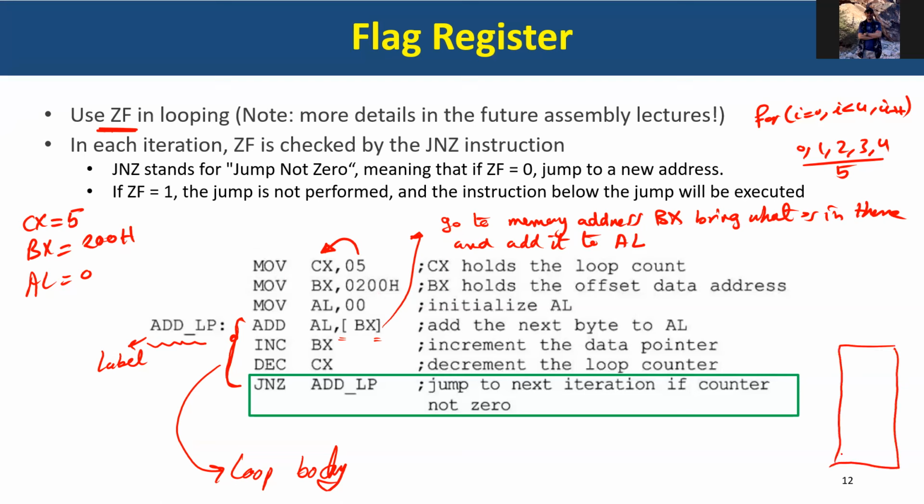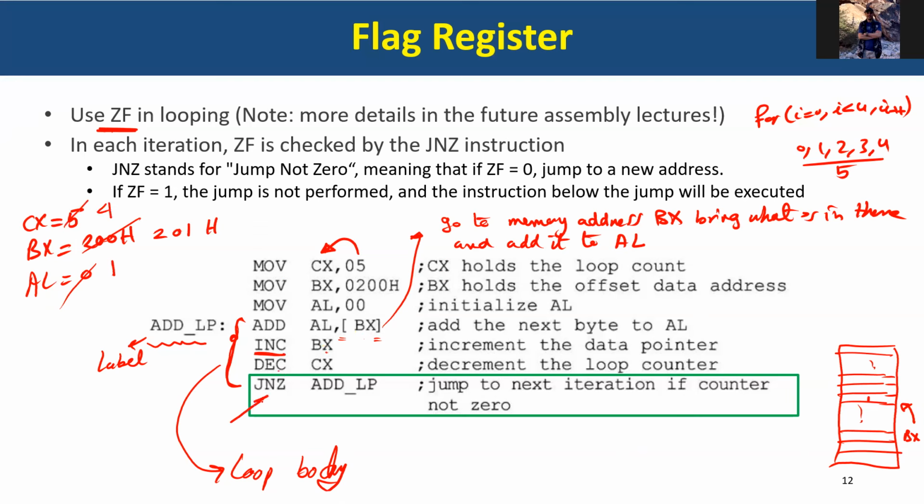So let's assume this is the memory. The memory is just locations like this. Okay. And here is the location number BX. It's an address. And this location, for example, has 1. Okay. Good. So in the beginning, I'm going to bring this 1 and add it to AL. So AL now will become 1. Increment BX. So BX will be 201 hexadecimal. Increment means add 1. Decrement CX, so CX will be 4.